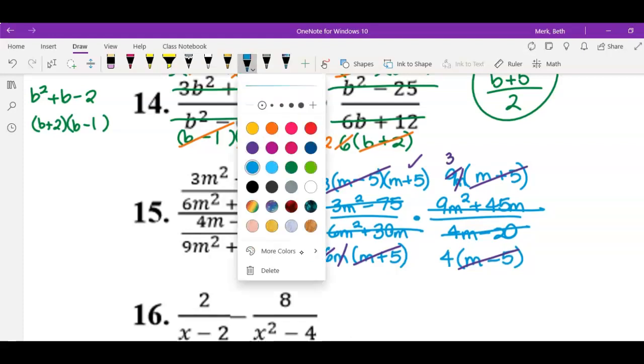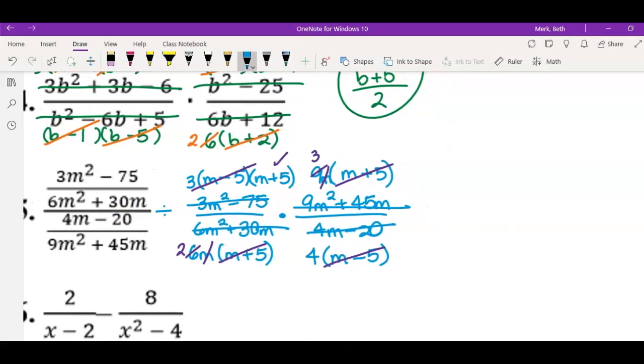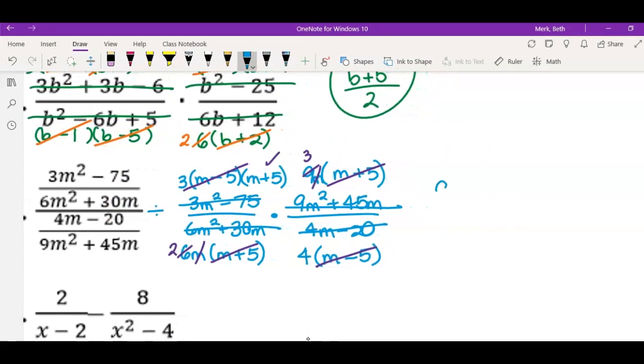So for our final answer, we multiply across the top 3 times m plus 5, which is 9 times m plus 5. In the bottom, I'm left with a 2 and a 4, which makes 8 when I multiply.